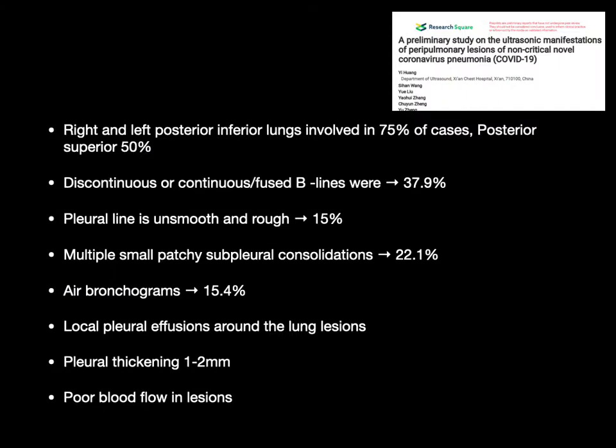Another one from China. So mostly posterior lungs are involved. B lines, lots of B lines, discontinuous or continuous fused B lines. Pleural line irregularities, small subpleural consolidations quite often, air bronchograms, and then tiny pleural effusions, but not a big basal pleural effusion, and you can get that pleural thickening as well.